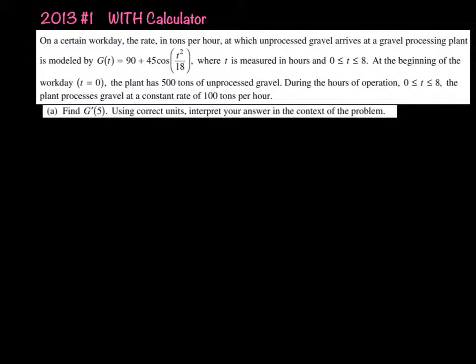And then there's two different rates given, and I just want to point that out. So this is the one where it's arriving at the plant, and then this is the rate at which it's being processed. Okay, 100 tons per hour. So there's two different rates here that we have to recognize.